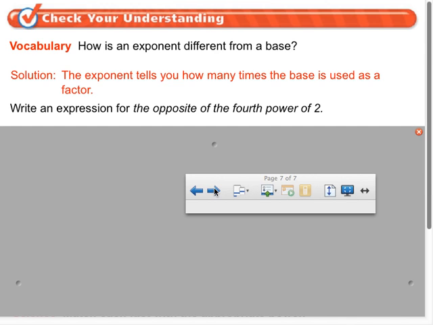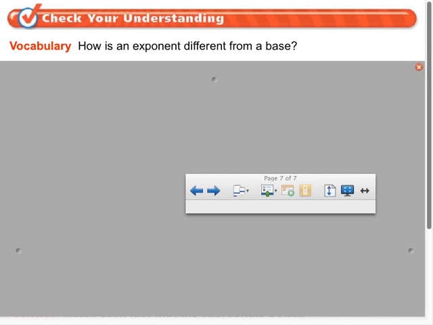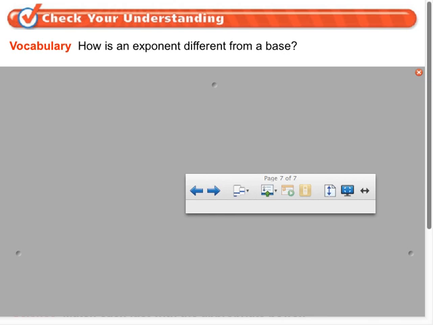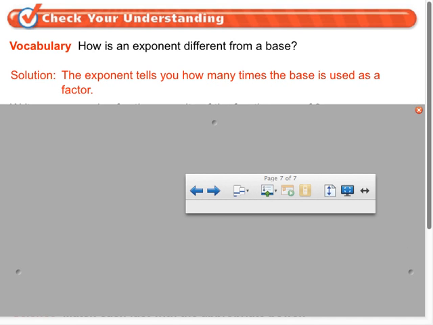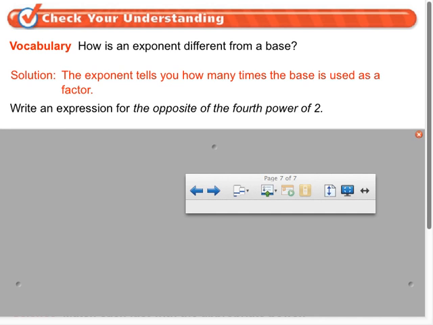I wanted to post this up. I didn't mean to uncover it for you guys, but in your own words, how is an exponent different from a base? Can somebody explain the difference? An exponent is how many times the base is multiplied. Right. And a factor is a number that you're multiplying and getting the product of. So the exponent tells you how many times the base is used as a factor.